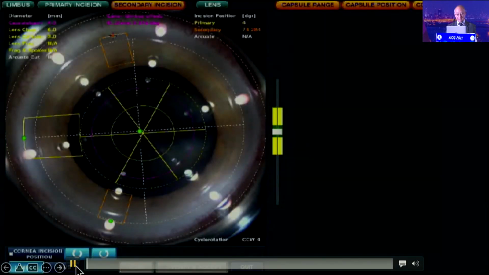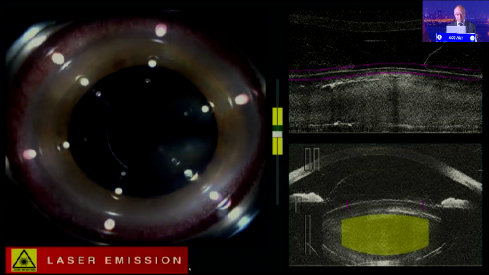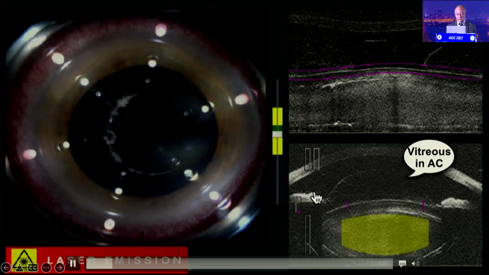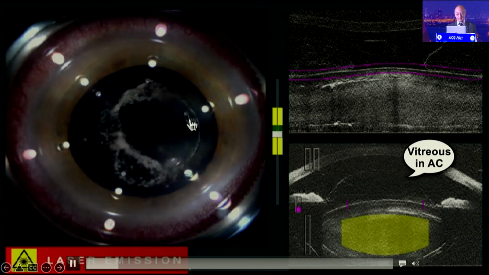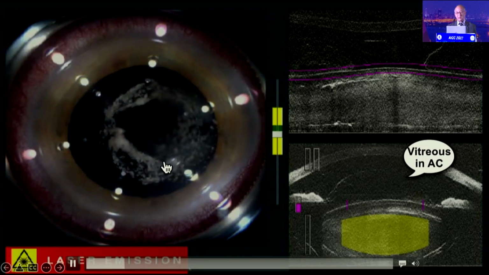Just to give you one example of how we do a case with subluxation, because this is the area of subluxation, which is around 3 to 4 clock hours. The lens is shifted. I'm shifting my capsulotomy towards the area of largest available capsule. You can see here, there's vitreous in the anterior chamber also. Despite that, capsulotomy is achieved. Because of the vitreous, you can see a gel formation of the laser hitting the vitreous here.